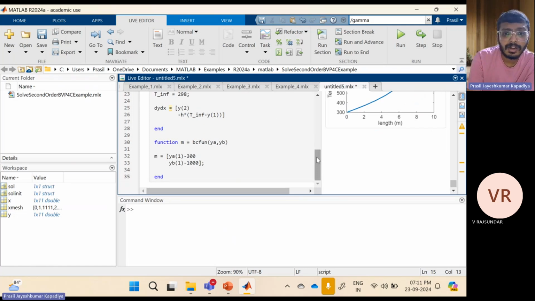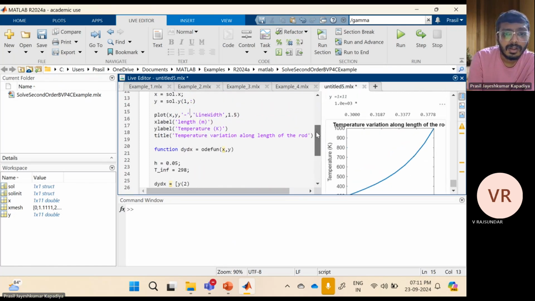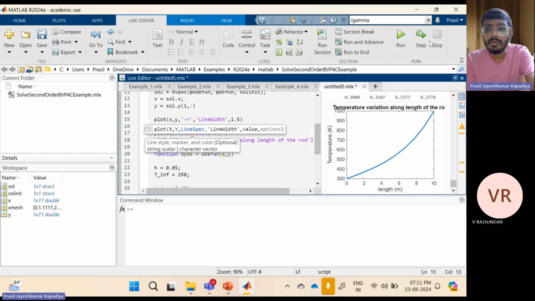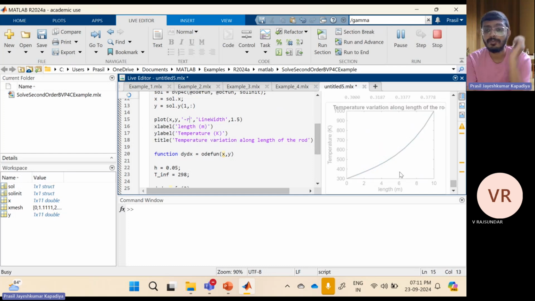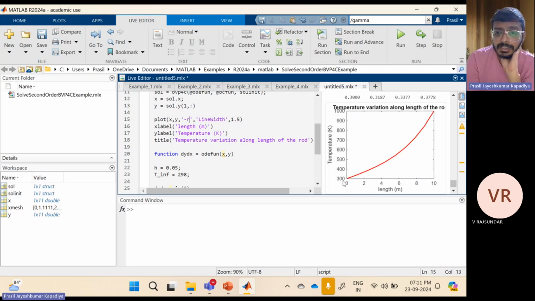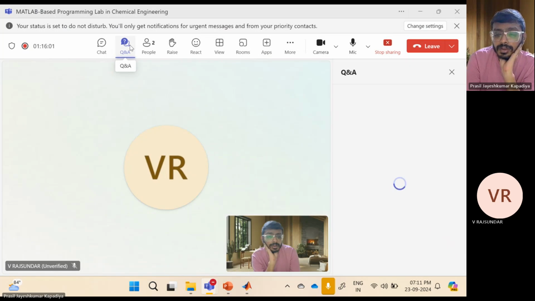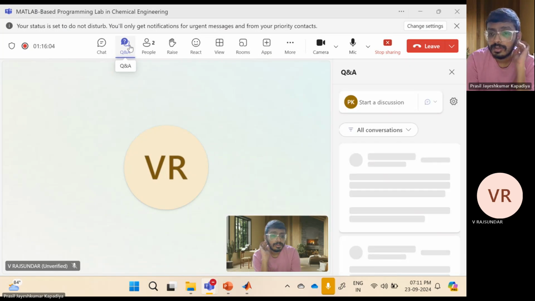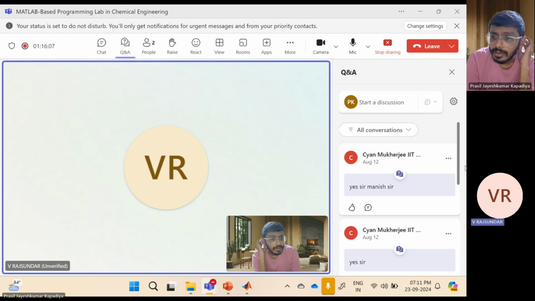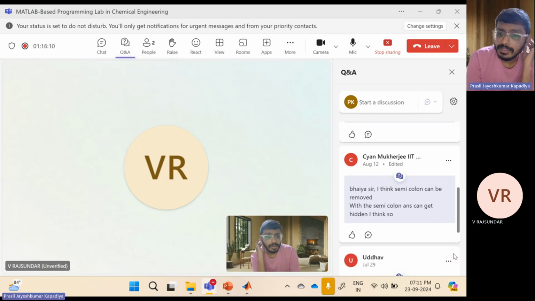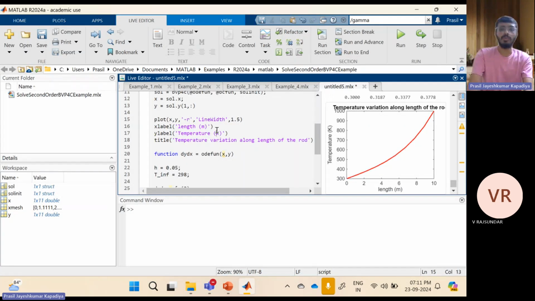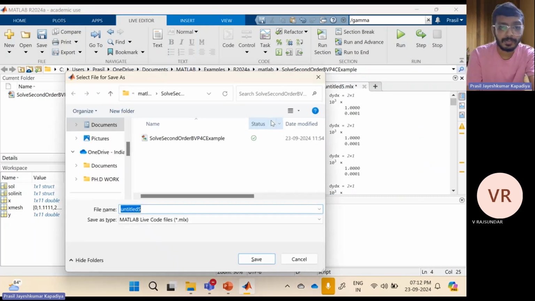So I'll just write here red. Yeah, here. So if we plot this, we can see temperature versus length. We can see that at x equal to 0 it is 300, and at x equal to 10 it is 1000. Let me check if I have written it or not. Okay, see, it is fine, right? So this is one way we try to solve the problem. Okay, let me save this.